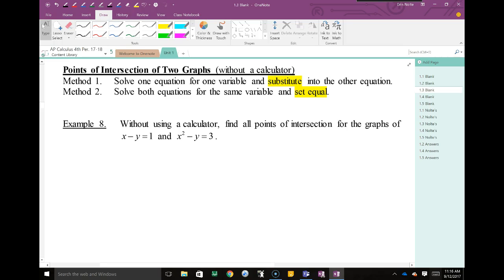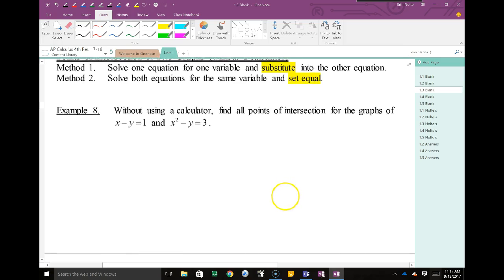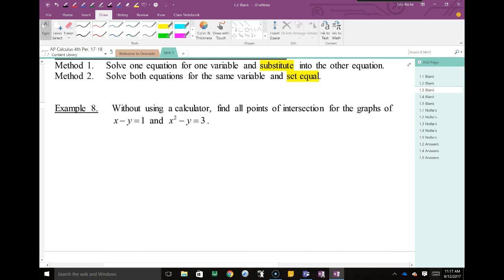Okay, so this whole idea is solving an equation for one variable and then substituting it in. Or you can set them both equal to y and then set them equal to each other. Whichever you want to do. That's kind of the way my brain works. So how would you guys do example 8? Do you want to set them equal to y and then set the two equations equal to each other and solve for x? Or do you want to do a direct substitution, solve for one variable and plug it in? Method A or method B?